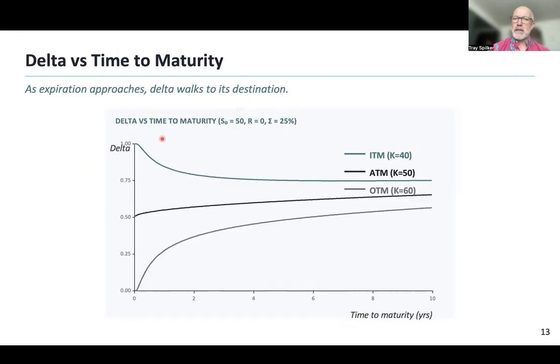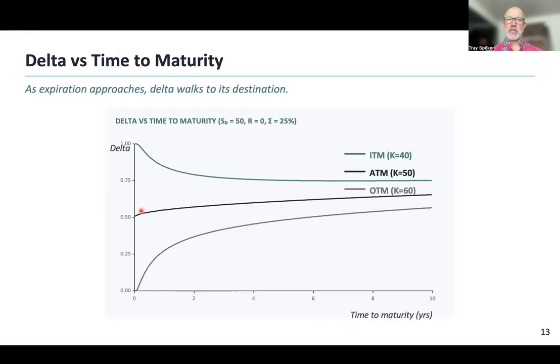And this is basically indicating that the option will almost certainly be exercised, so it behaves more and more like the stock itself as it approaches maturity. For out of the money options, the one down here, the opposite's the case, right? So this is where the strike price is 60 and the share price is 50. Then the delta falls towards 0, which is basically saying the option will almost certainly expire worthless.